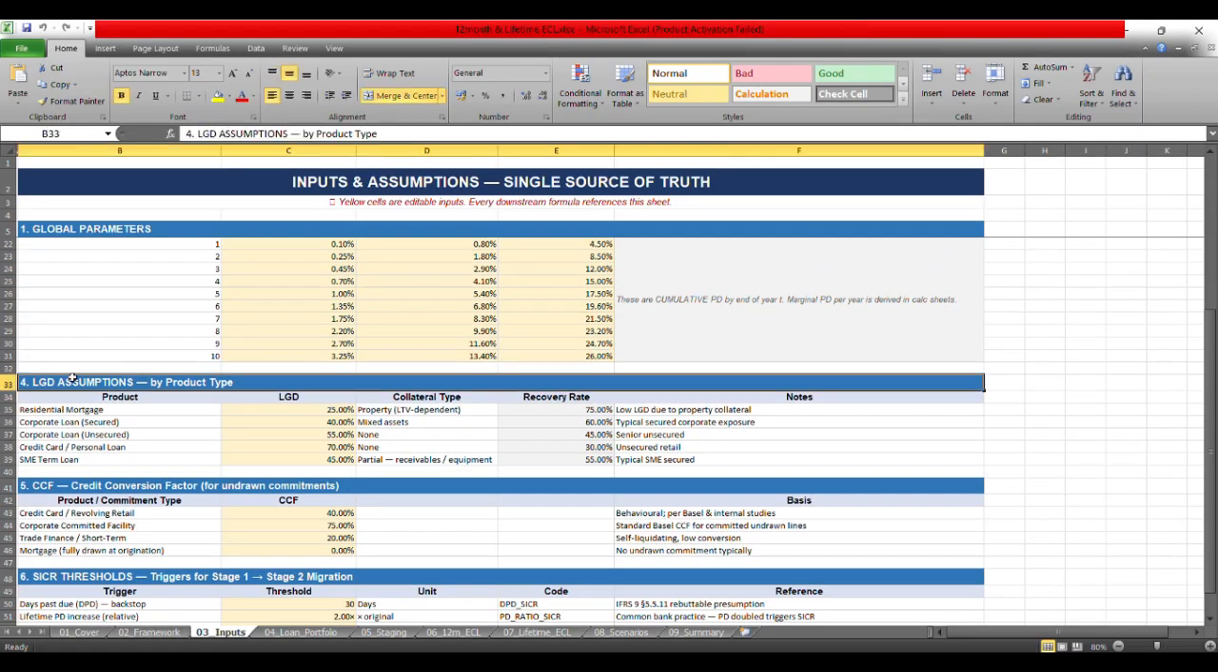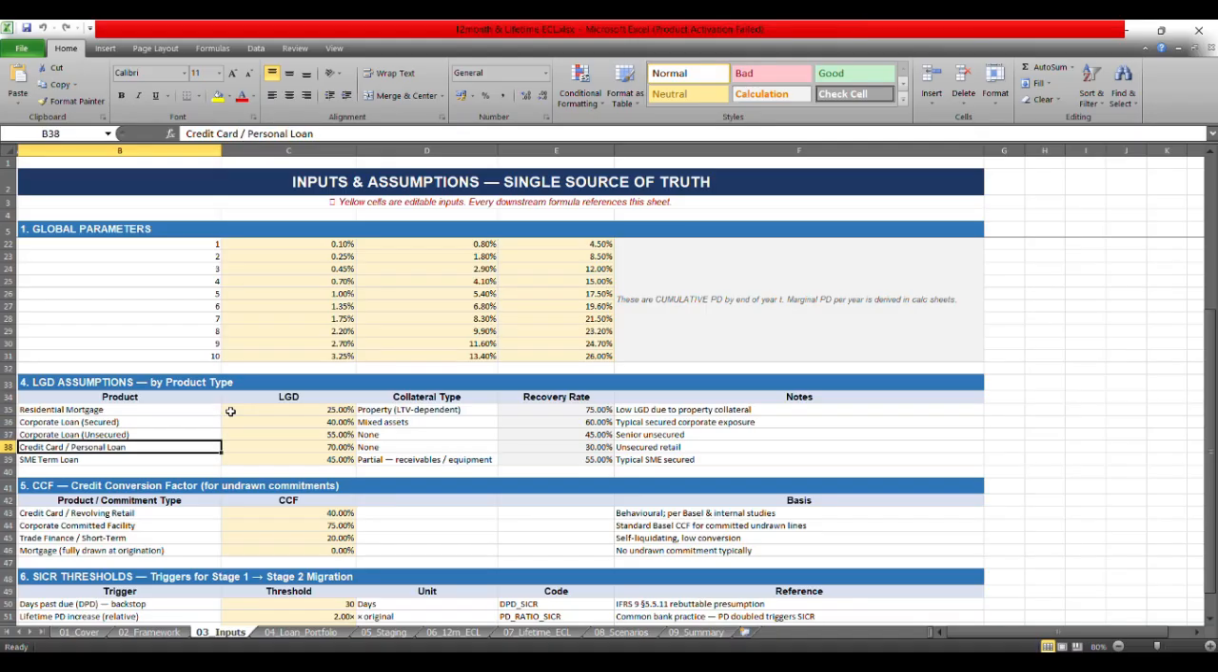Next I have taken the LGD assumptions by product, where for mortgages, you will see I have allocated 25% LGD because here you already have the house as collateral. And then comes the credit card. They are at 70% because we have nothing to seize, and everything else sits in between.